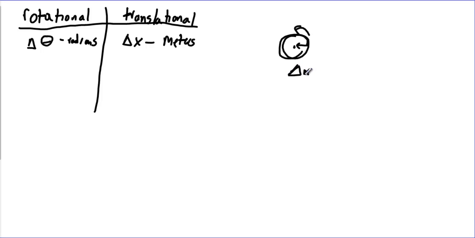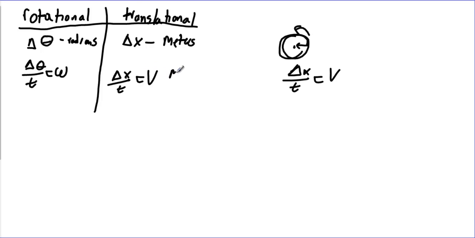Okay, right? Delta x over t is equal to velocity. Similarly, delta theta over t is equal to angular velocity. That's an omega. It looks like a w, but it's an omega. Delta x over t is v. Delta theta over t is omega. Delta x over t is velocity, and of course this is measured in meters per second. This is measured in radians per second. Okay, you can also measure it in revolutions per second or in degrees per second or whatever.